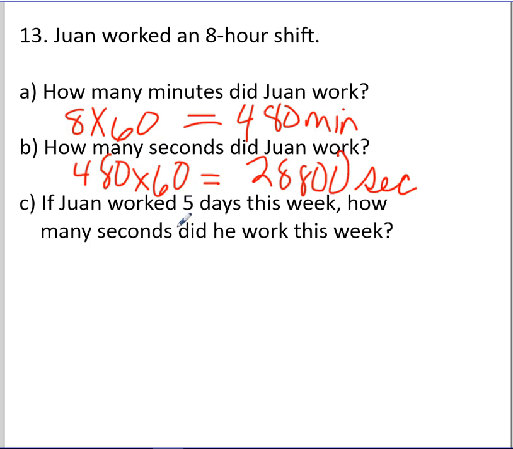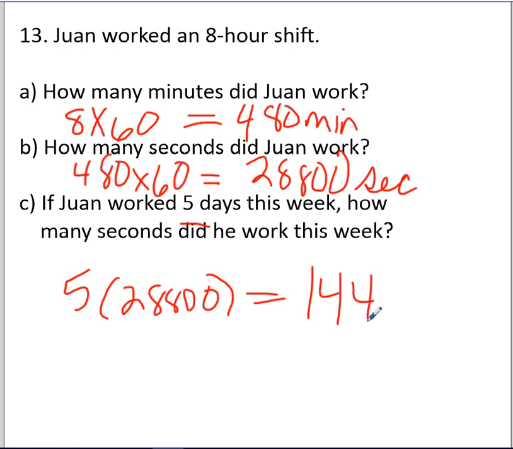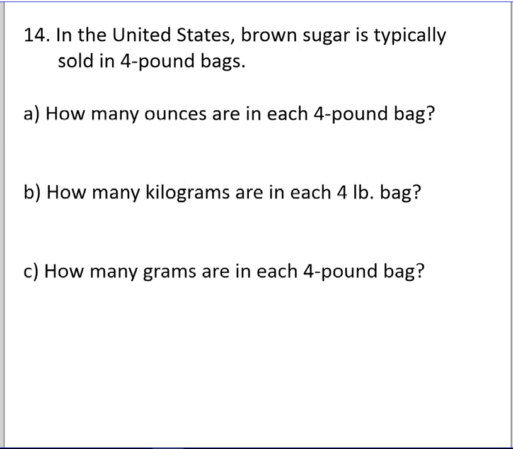And so working 5 days a week, we would say we have 5 days times 28,800, I should say. And that gives us 144,000 seconds per week. Sounds more impressive than just 40 hours, doesn't it? Okay, another story problem.